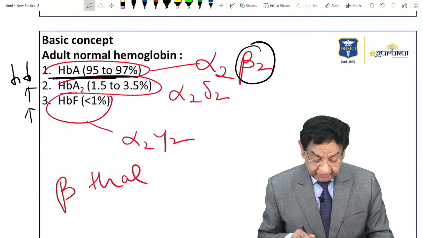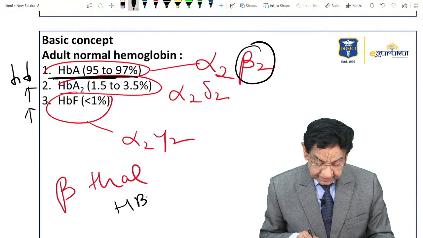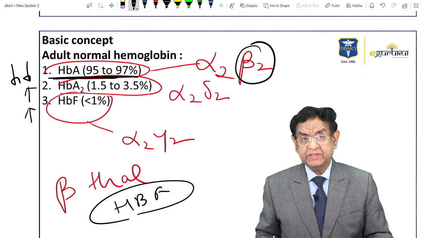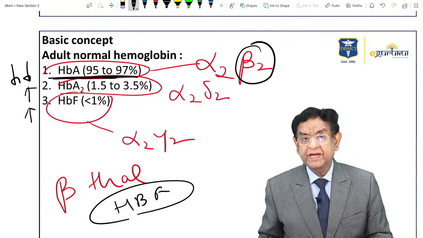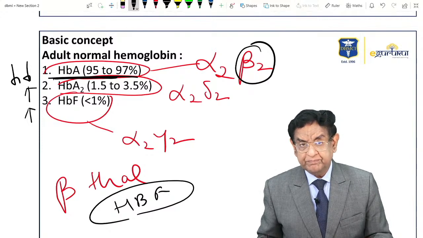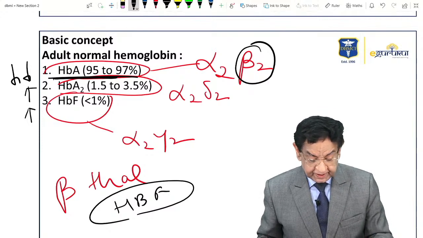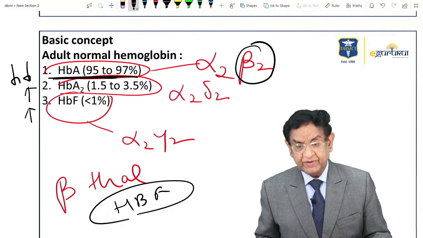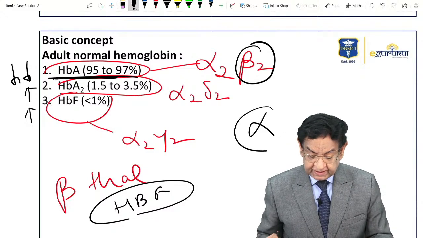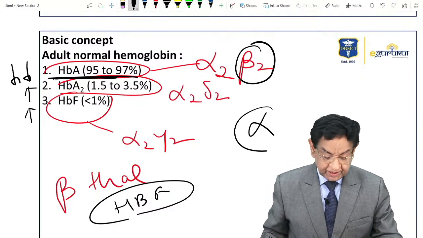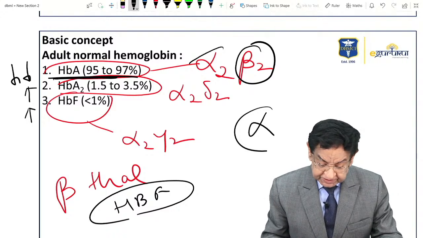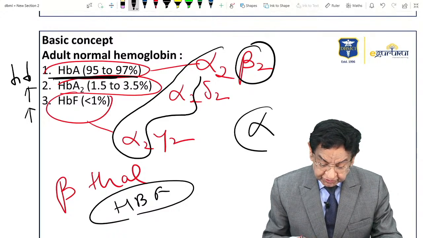So raised level of HbF in the adult is one of the most diagnostic criteria of so-called beta thalassemia, right? Now we have one more variety, alpha thalassemia. Alpha thalassemia, again we look into this, we find alpha chain is there in all the three.